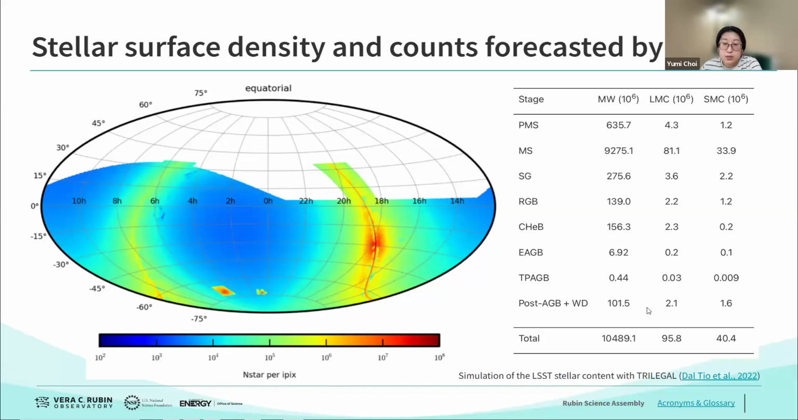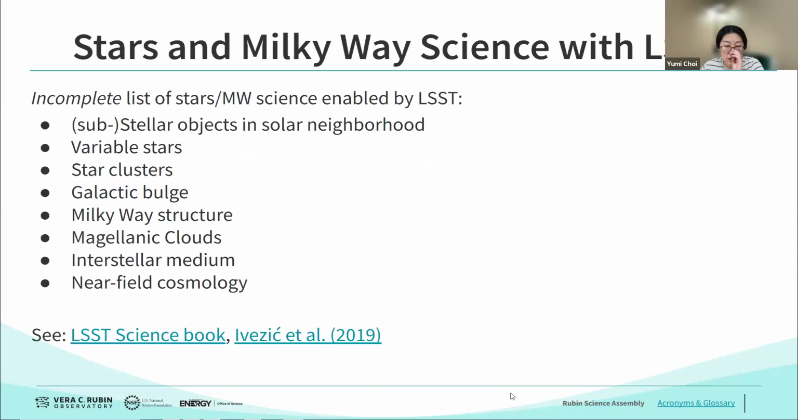The table on the right shows the predicted number counts for each stellar evolutionary phase, like the pre-main sequence stars, main sequence, supergiants, subgiants, RGB, core helium burning stars, and AGBs and post-AGBs, for the simulated Milky Way, LMC, and SMC respectively. And again, down to a 27.5 limiting magnitude. Okay, next slide, please.